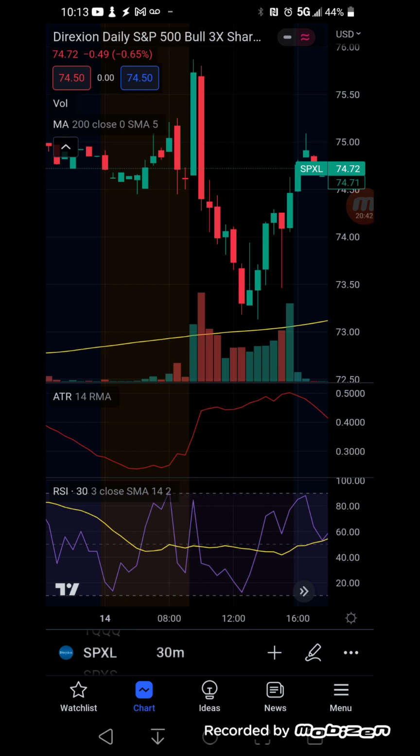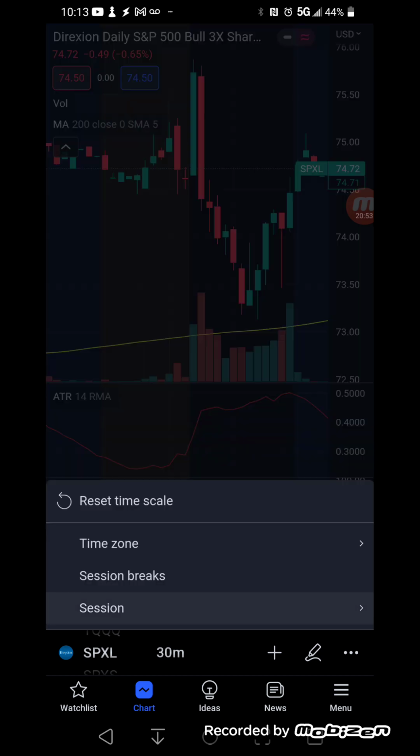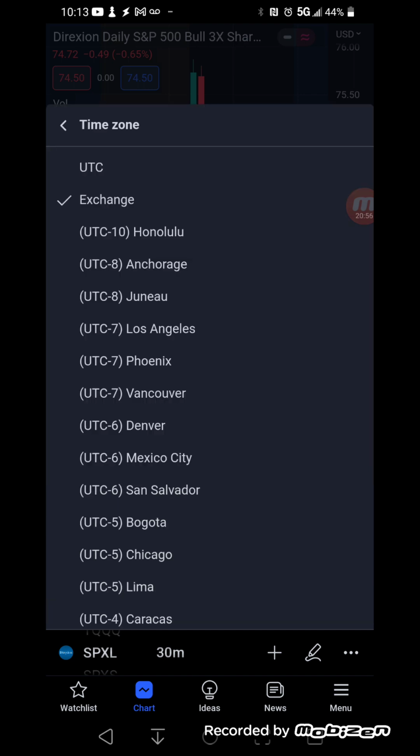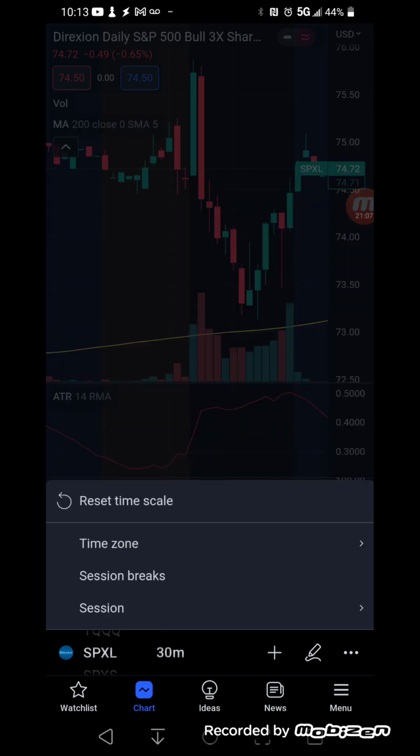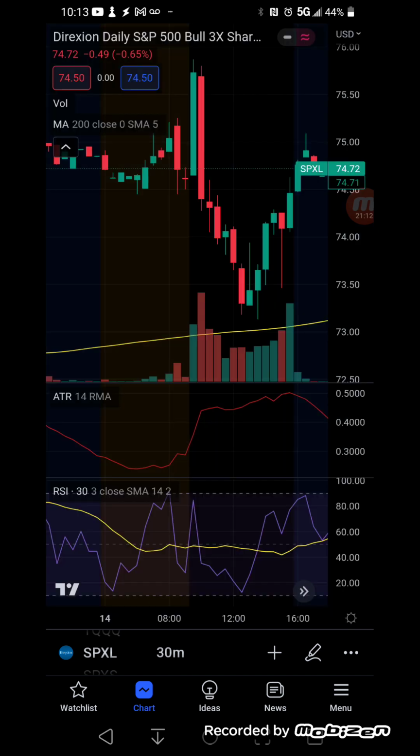So see down below where it says 14 and 12 and 16, that's the time. This time doesn't come set correctly. You have to set the time zone on it, and you have to choose exchange for this one, so you know when the New York stock exchange opens and closes. But you can put any time you want. It took me a while to figure that out, but I figured it out on my own. I asked Bing and this and that, and I couldn't figure it out.